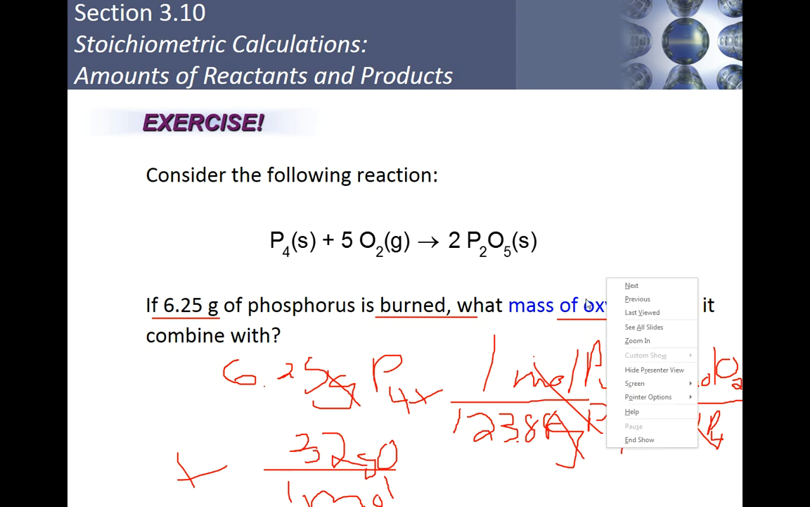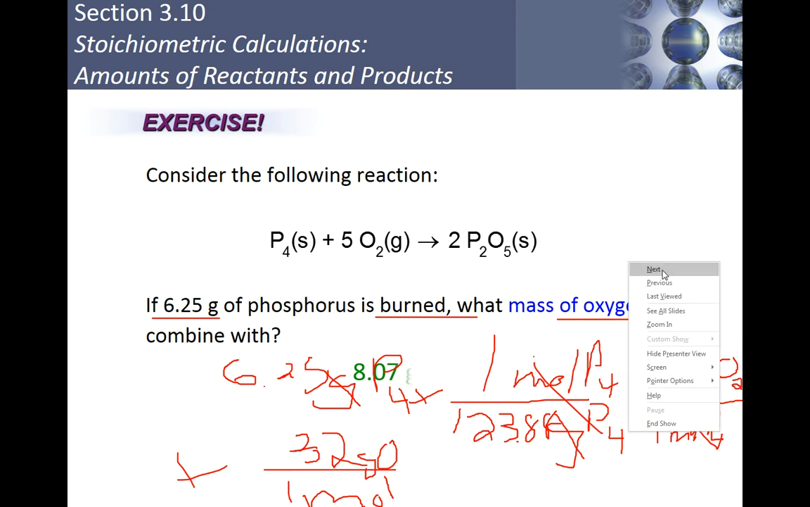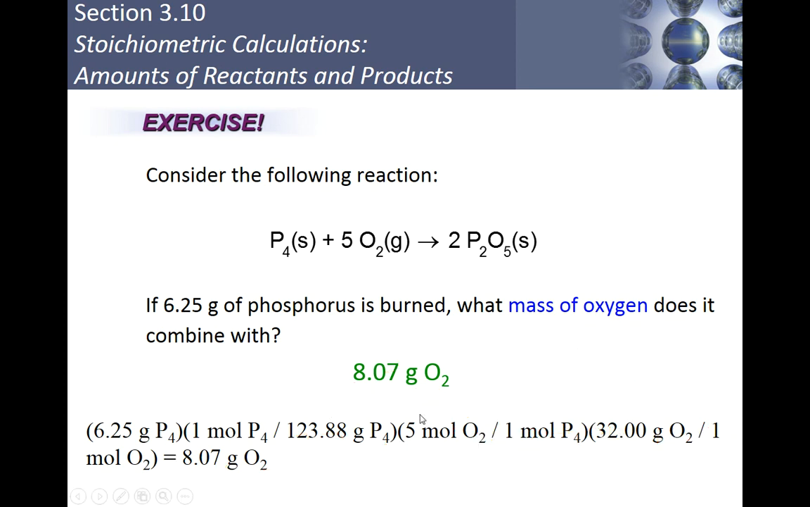Okay, so I think I actually wrote it out for you on here. There it is. That's much cleaner than what I was working with. There you go. So if you can follow that, that is the setup for this process. And then at the end, once you get to your final product, which is in grams, you're going to get 8.07 grams of oxygen.